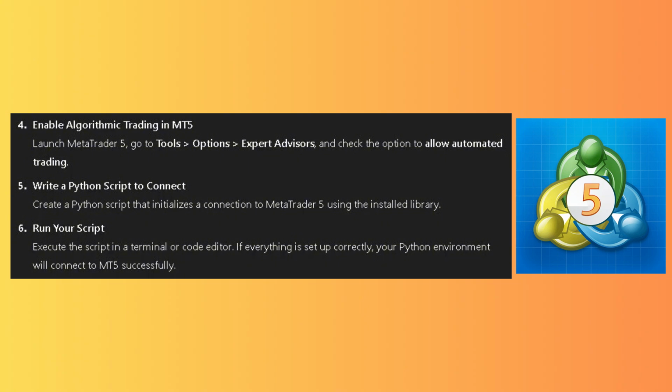Write a Python script to connect. Write a Python script that initiates a connection to MetaTrader 5 using the existing library. Run your script. Execute the script in the terminal or code editor. If everything works correctly, your Python environment will connect to MetaTrader 5 successfully.